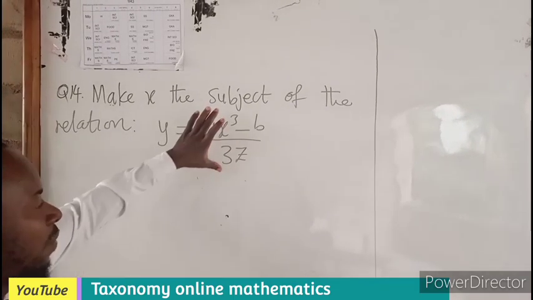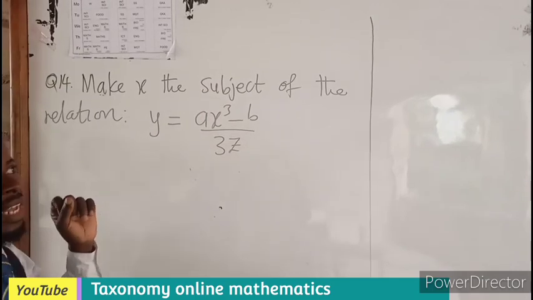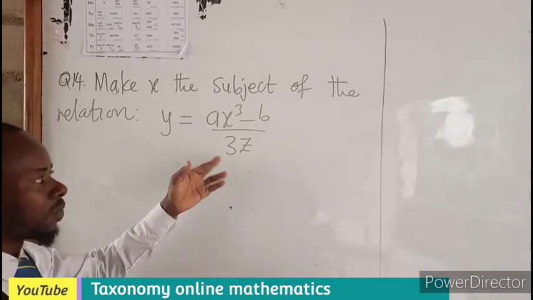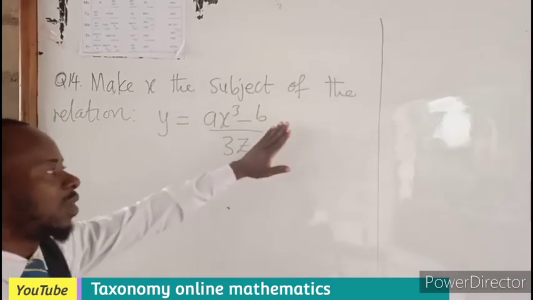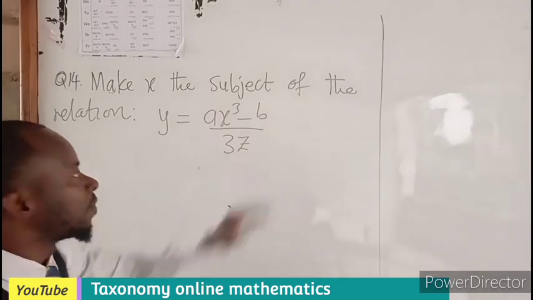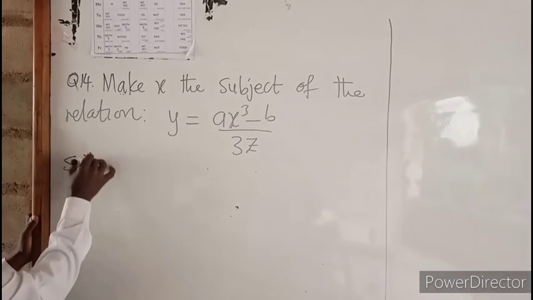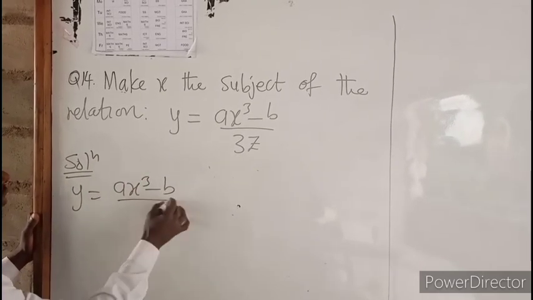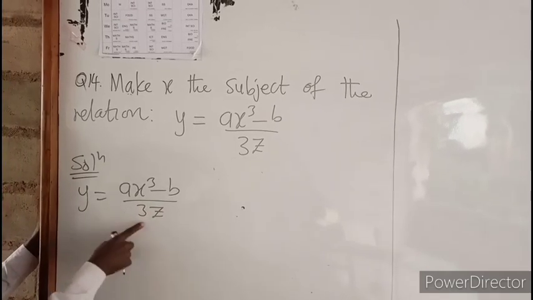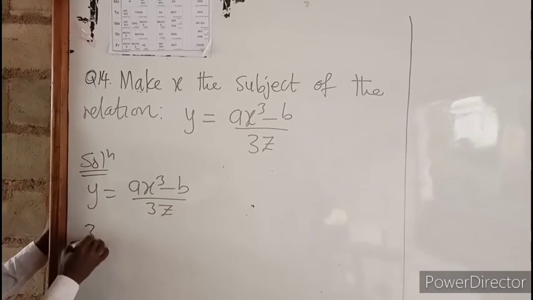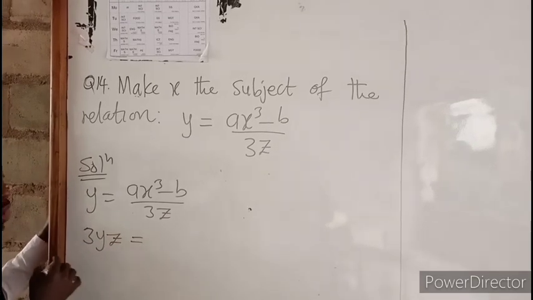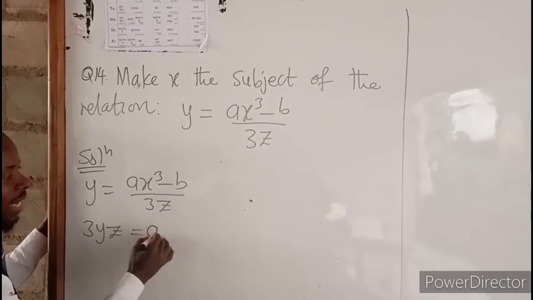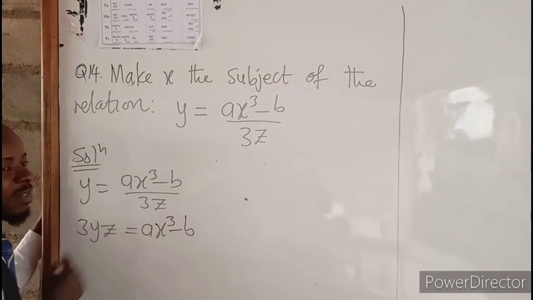If you have an equation that contains fractions, the best way, or the first step to take, is to clear the fractions by using the LCM. In this case, I'll be using 3z to multiply both the left side and the right hand side. So we have y equals ax cubed minus b over 3z. If you multiply both sides by 3z, this becomes 3yz equals, multiplying this side by 3z will cancel this, so we are now having ax to the power 3 minus b.